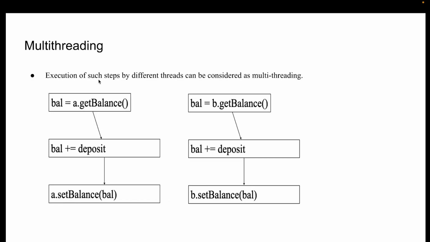So see, execution of such steps by different threads can be considered as multi-threading. Let's say we have two threads, thread A and thread B.